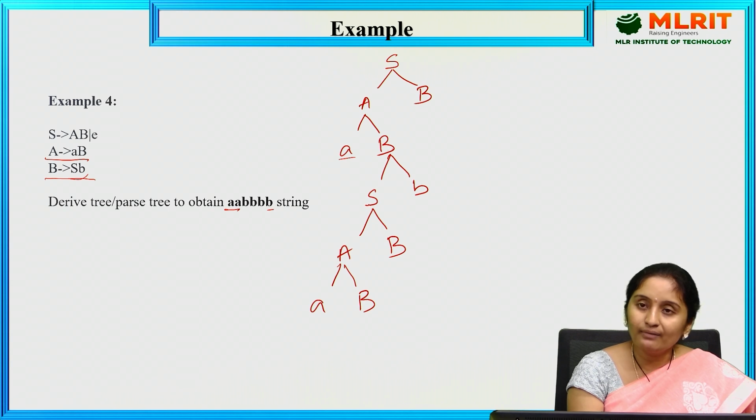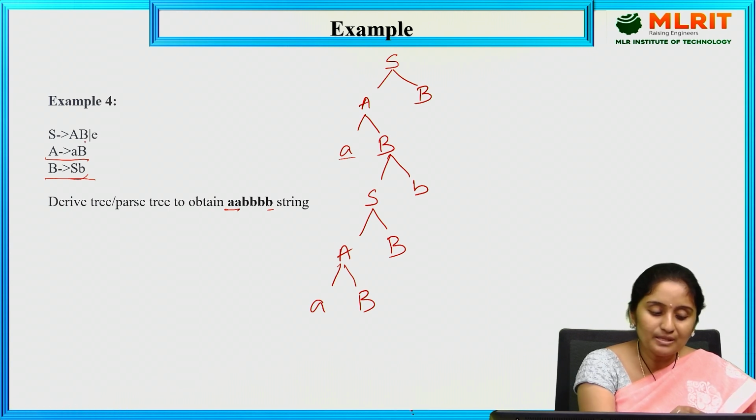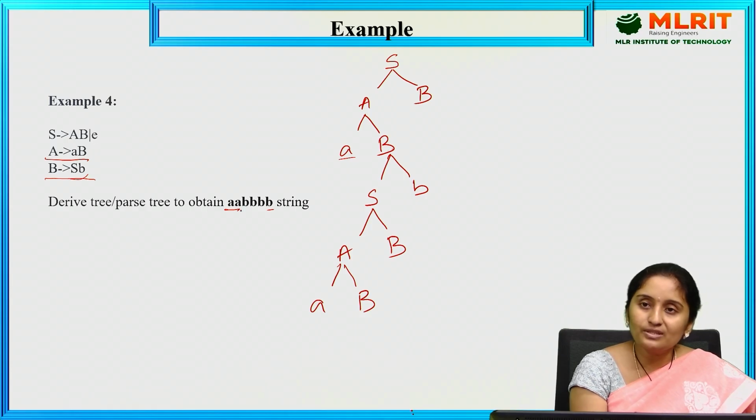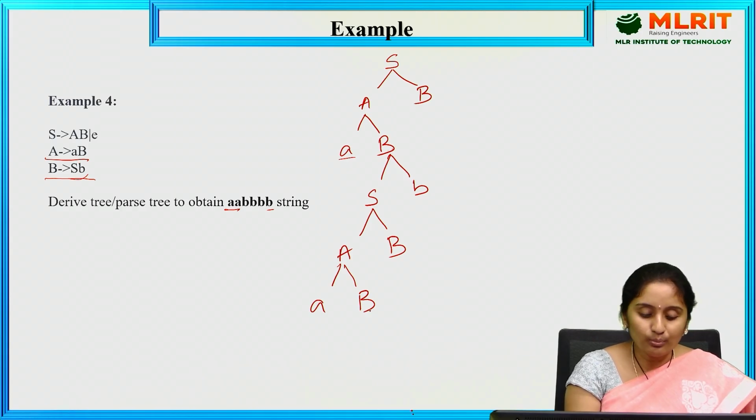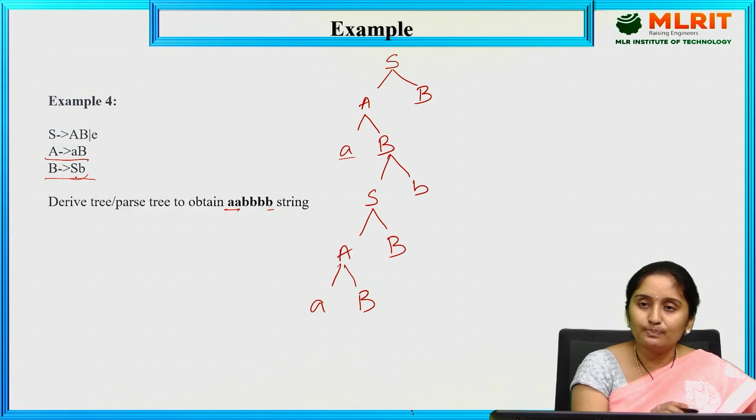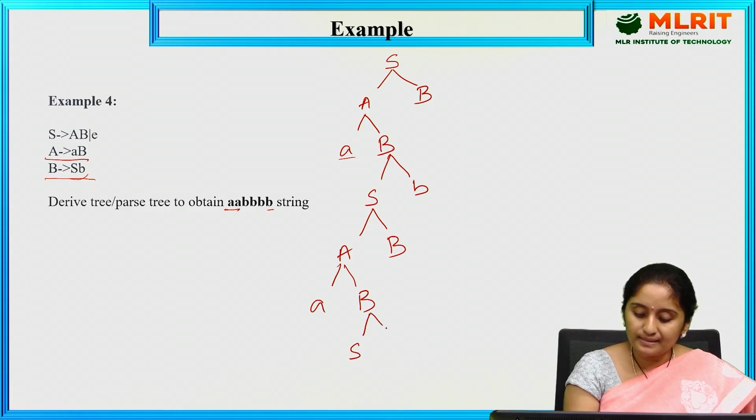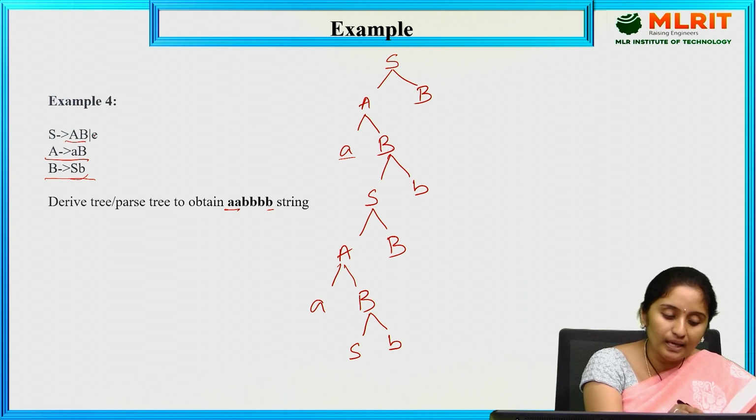Here again I have S, a non-terminal, so again I am deriving this S. S can be replaced with AB or epsilon. But here the given string has many characters, so I am deriving S produces AB. Again A is produced, so two A's I got here. Now the B can be replaced with SB. So here again I have S, which can be replaced with AB or epsilon.